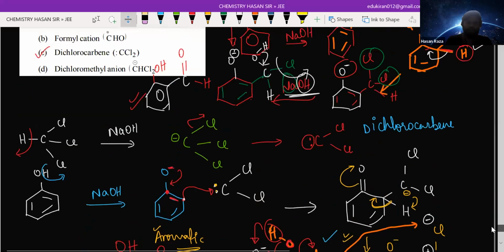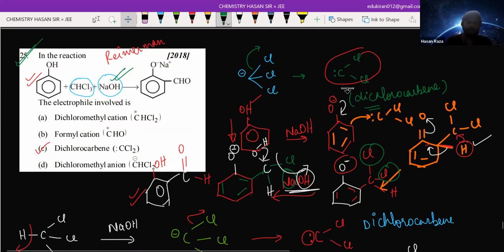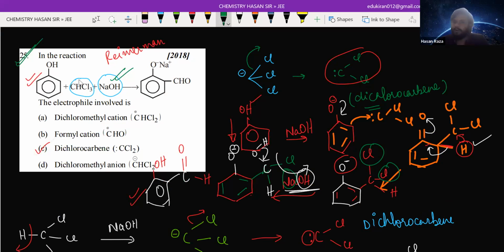Basically, they asked you about the intermediate. This is the Reimer-Tiemann reaction. The electrophile involved in this is dichlorocarbene. This is the answer, dichlorocarbene. You can see this is your dichlorocarbene.